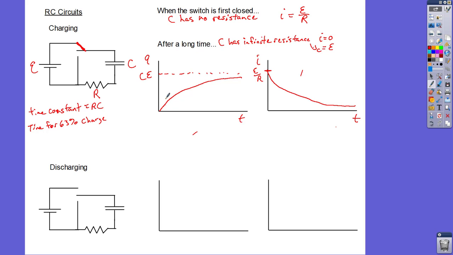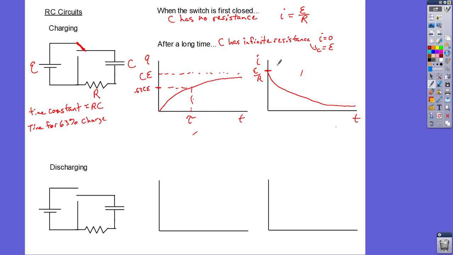So if we're looking at this charge graph, we know that when we get up to 63% or 0.63 CE, then that means one time constant has passed, and remember the time constant is called tau. Okay. So sometimes you have to estimate that a little bit. If they give you a graph with numbers, you might have to estimate the time constant.